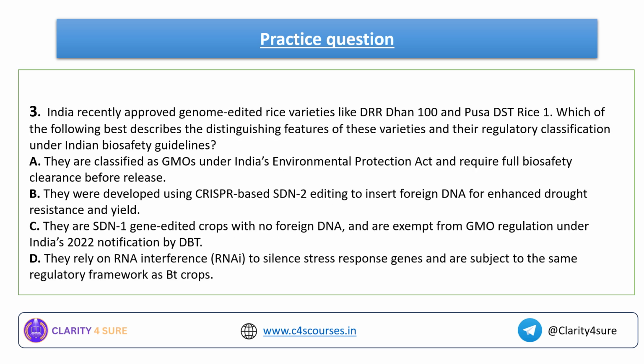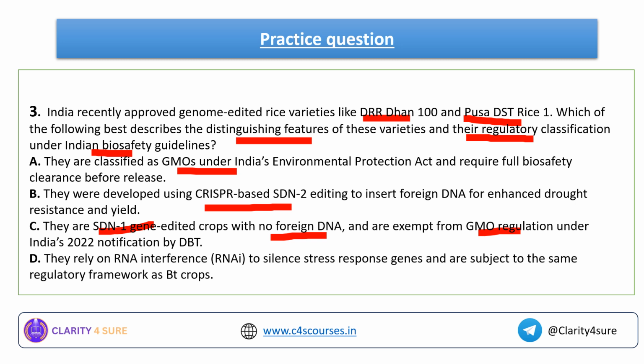And the last question: India recently approved genome edited rice varieties like DRR Dhan 100 and Pusa DST Rice 1. Which of the following best describes the distinguishing features of these varieties and their regulatory classification under the India Biosafety Guidelines? They are classified as GMOs under India's Environmental Protection Act and require full biosafety clearance before release. They were developed using CRISPR-Cas9 and SDN-2 editing to insert foreign DNA for enhanced drought resistance and yield. They are SDN-1 gene edited crops with no foreign DNA and are exempted from GMO regulation under India's 2022 notification by DBT. They rely on RNA interference to silence stress response genes and are subjected to the same regulatory framework as Bt crops. Kindly go through the question again and let me know your answers in the comment section.